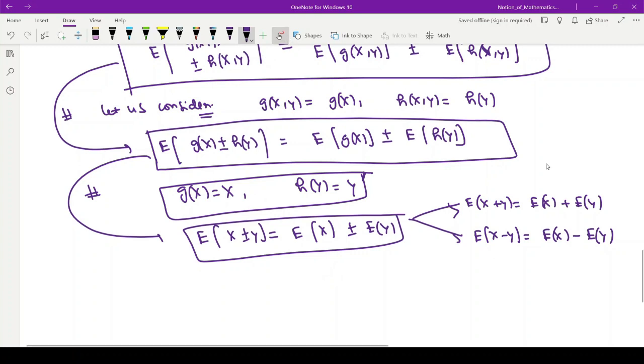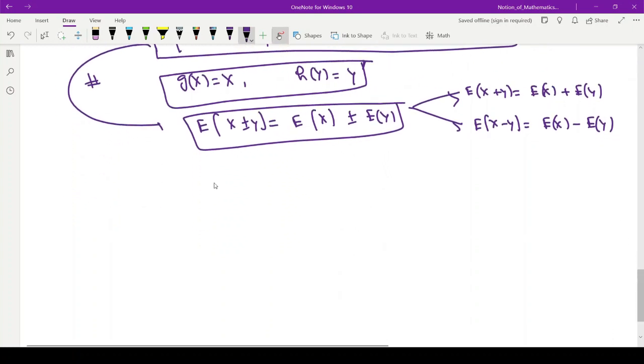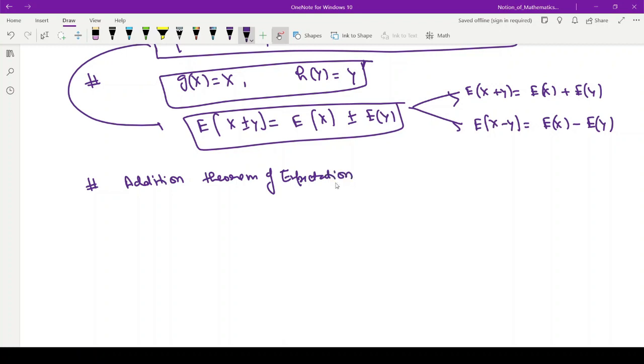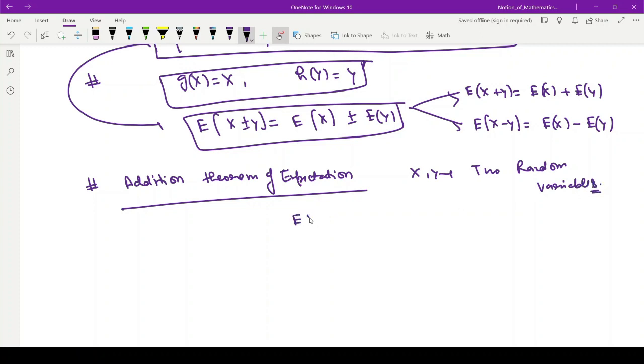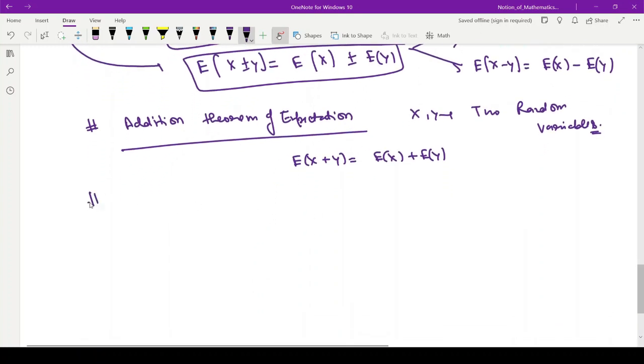I would like to tell you the name of one theorem here, that is the addition theorem of expectation. If x and y are two random variables, then the expectation of x plus y is the expectation of x plus the expectation of y. It's like this one.